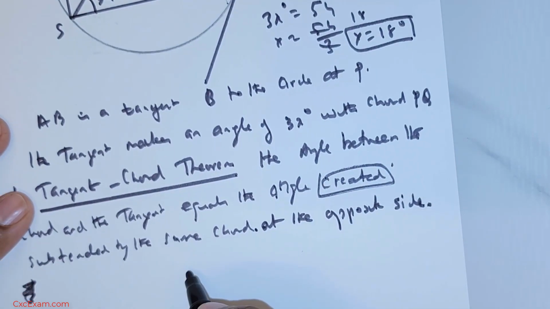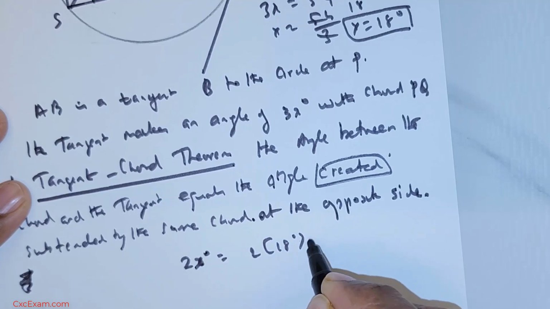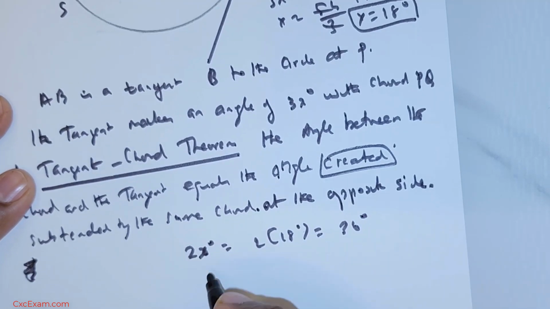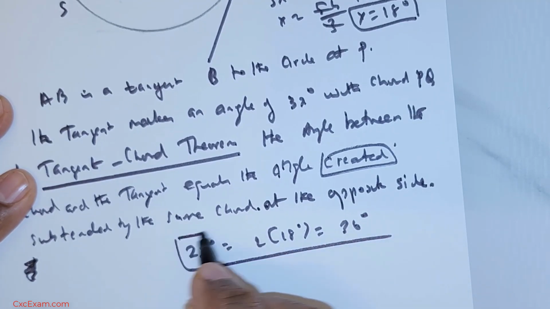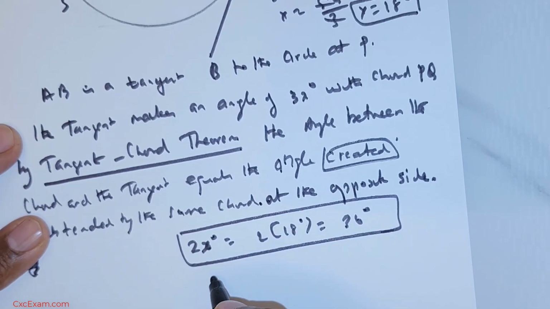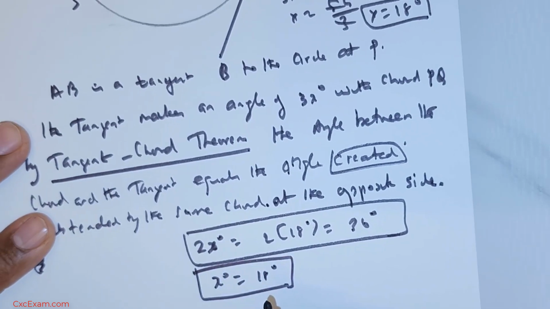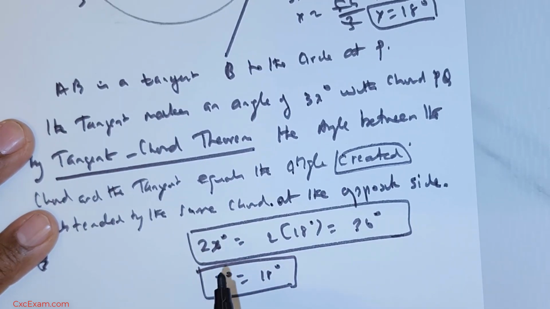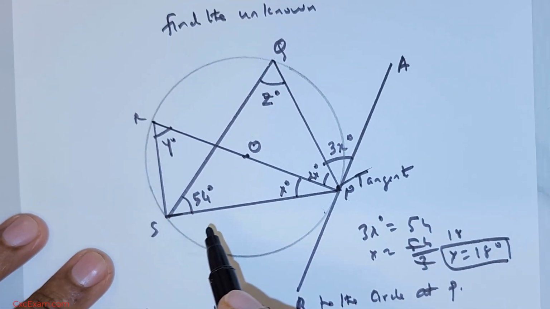So once x is equal to 18 degrees, 2x is equal to 2 times 18 degrees, which is nothing but 36 degrees. So this is one value. And then x degrees is 18 degrees. So this is the next value. Now we need to get the value of y.